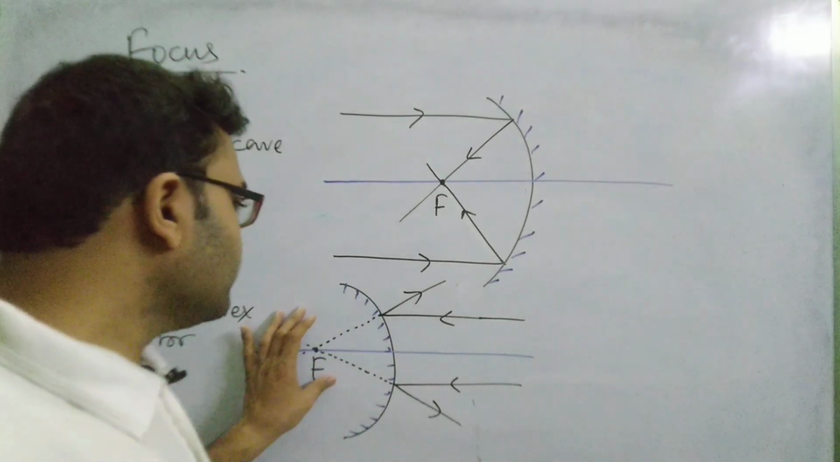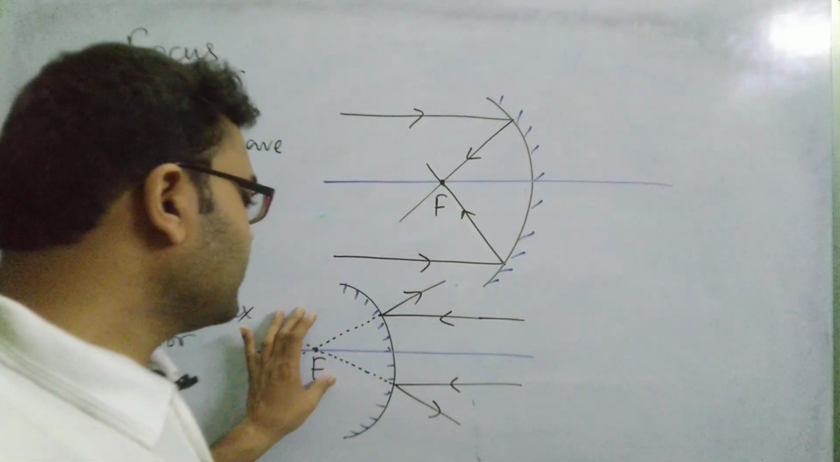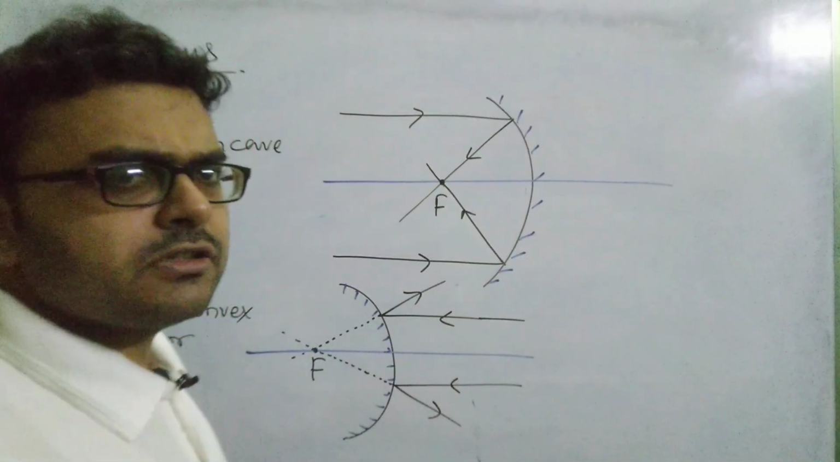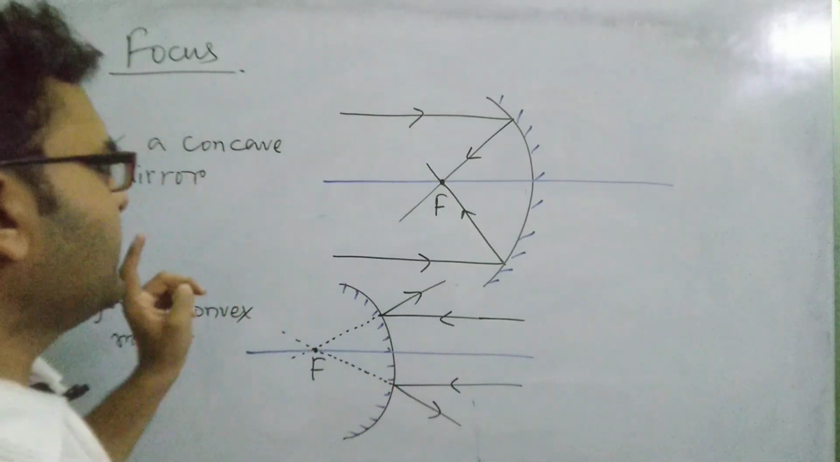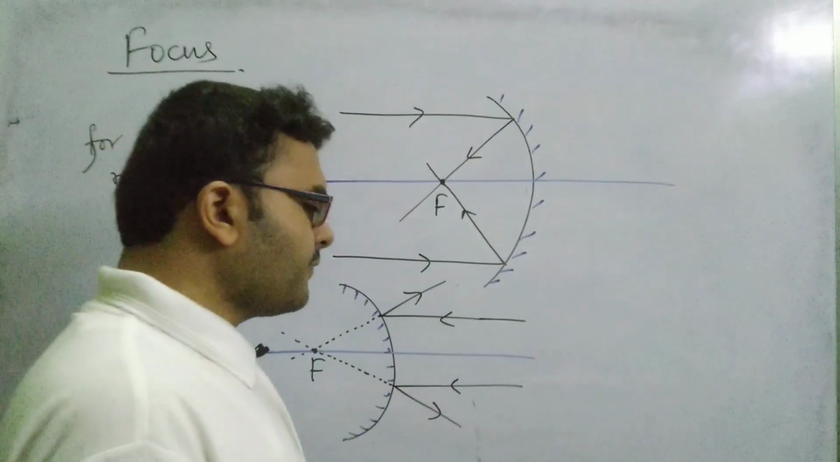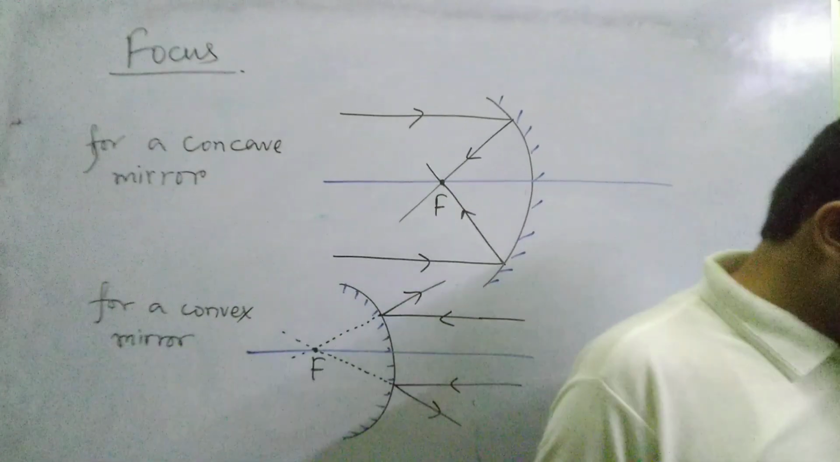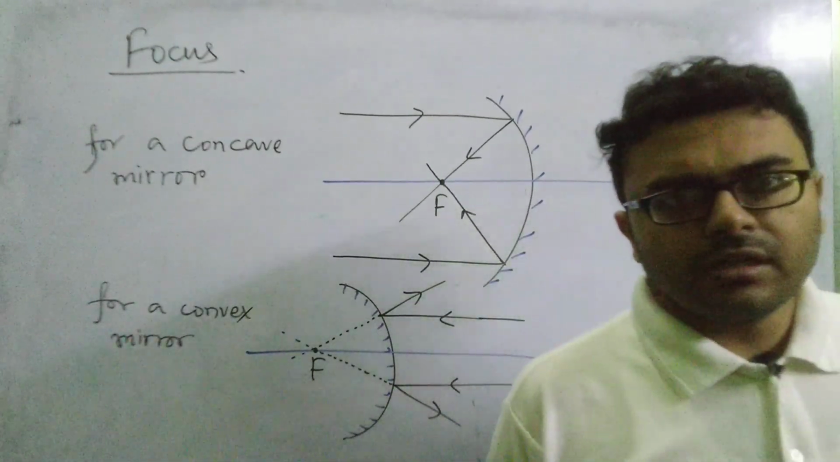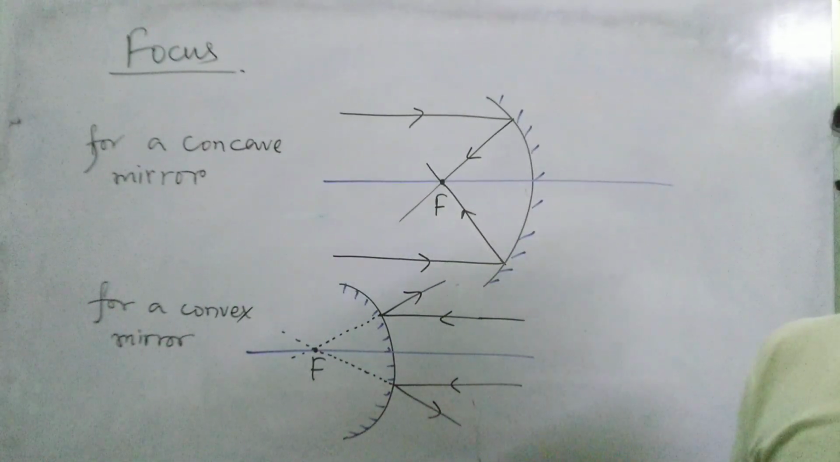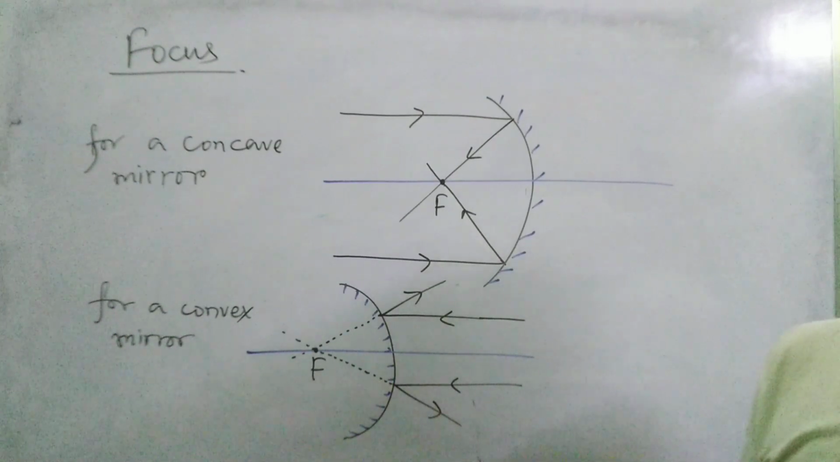So here actually the reflected light rays are not meeting, but in case of a concave mirror they are actually meeting. Now from this we can also get the concept of another thing which is called the real image and virtual image.